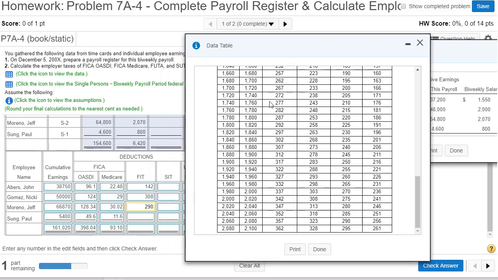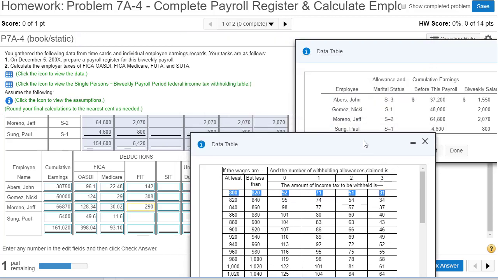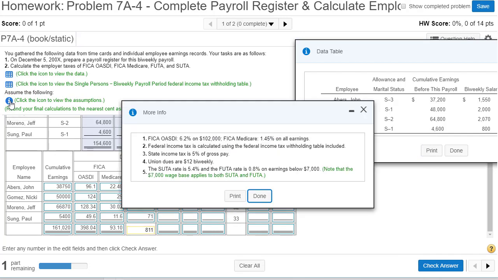And then poor Paul, 800. He's on the first row. See how many allowances he has? One. So we're going to take 71. Add those up. We get 811. We no longer need the fit table. So sit. Let's see what this state charges for state income tax.